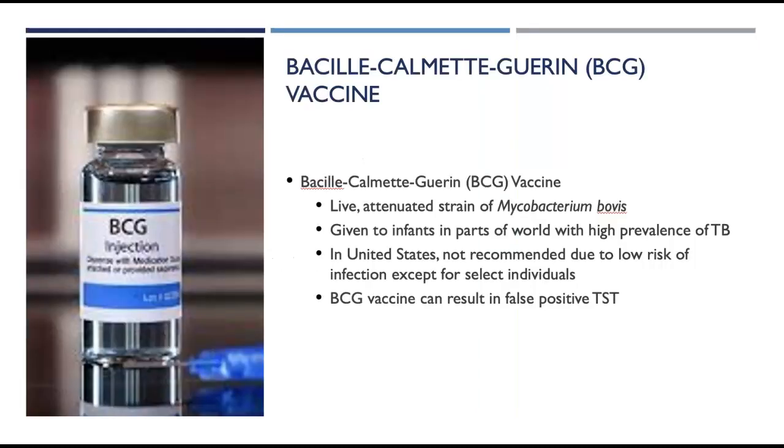Now, one thing to note that's important is the BCG vaccine, Bacillus Calmette-Guérin. It is a live attenuated strain of Mycobacterium bovis. It is given to infants in parts of the world with high prevalence of tuberculosis. In the United States, it's not recommended due to low risk of infection, except for select individuals. The BCG vaccine can result in a false positive tuberculin skin test.